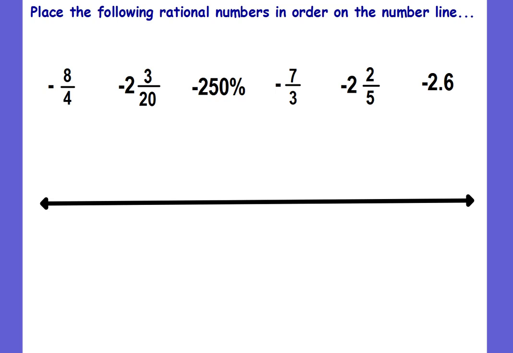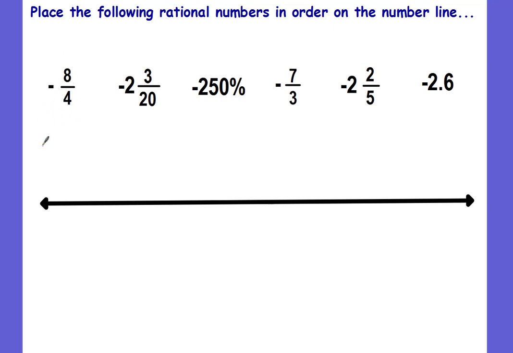Okay, here's our example. We want to place the following rational numbers in order on the number line. So you will note that this time all of our rational numbers are negatives. We're going to do the same procedure we did with the positives. We're going to change them all to the same form. So again, I'm going to change mine all to decimals, more specifically to the money format.